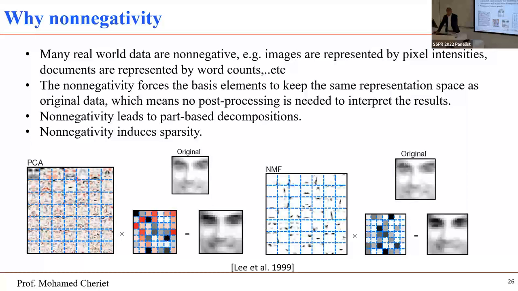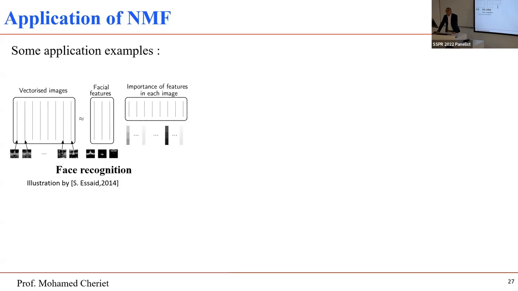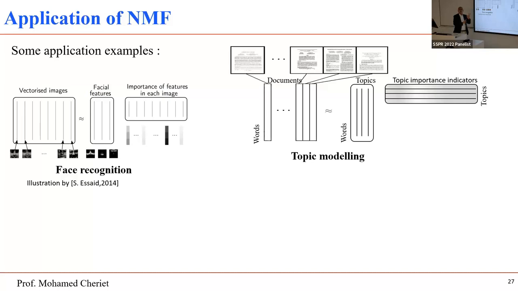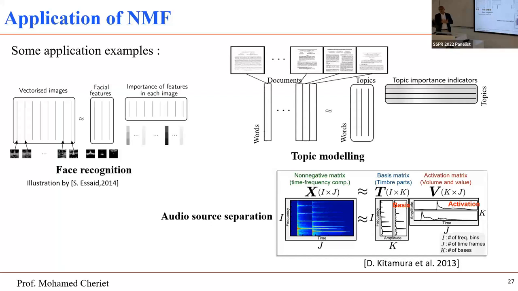Some applications: you have face recognition, as we mentioned before, where the basis can be facial features and the coefficient gives the importance of a feature. You can have topic modeling, where you have documents and words and you can cluster them depending on the topics. And the third one, which is more obvious and direct, is audio source separation. It is one of the applications of NMF, and it does great work for speech in general.